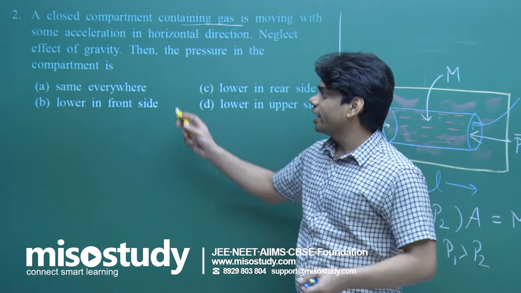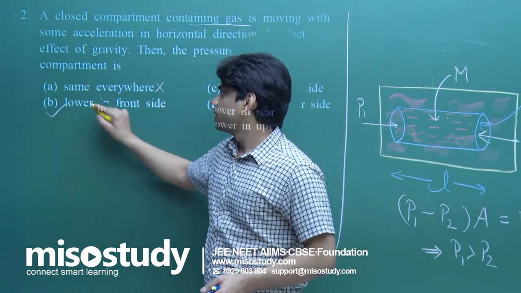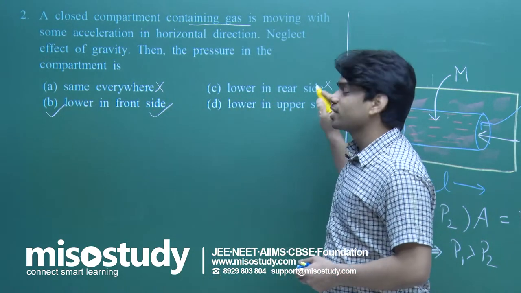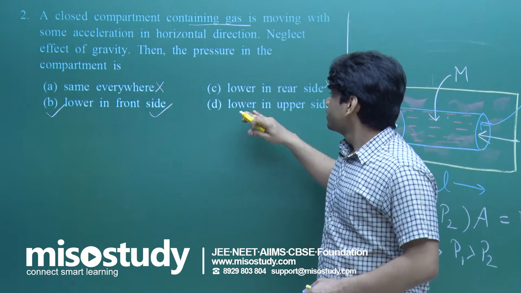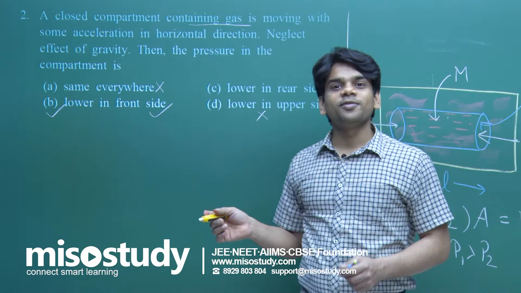So if you see, A, same everywhere, no. B, lower in the front side, yes. The pressure is lower in the front side. C, lower in the rear side, no. It's higher in the rear side. D, lower in upper side, no. It's lower only in the front side.